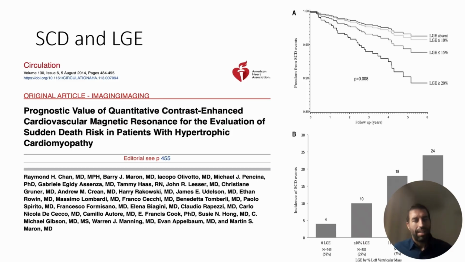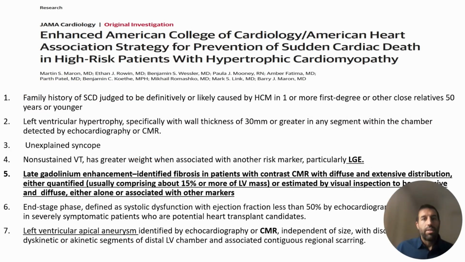Just to mention, the RV insertion point is a common area for LGE to be seen in hypertrophic cardiomyopathy, but it's not a reliable predictor of adverse hypertrophic cardiomyopathy related events, including sudden death. These results pushed Americans to release updated guidelines for hypertrophic cardiomyopathy and sudden cardiac death.